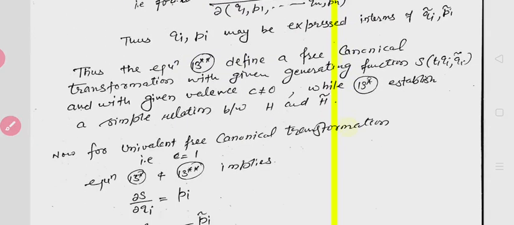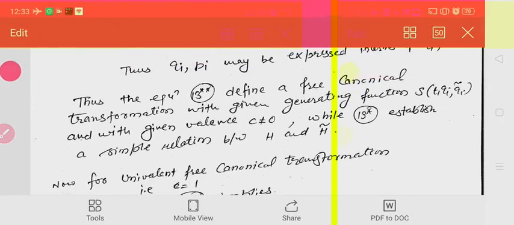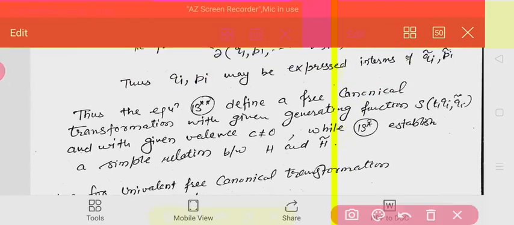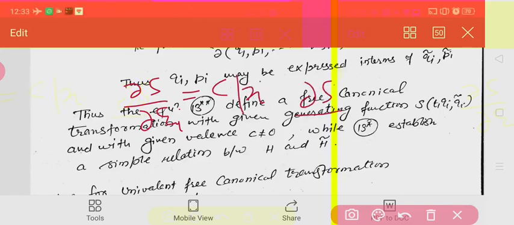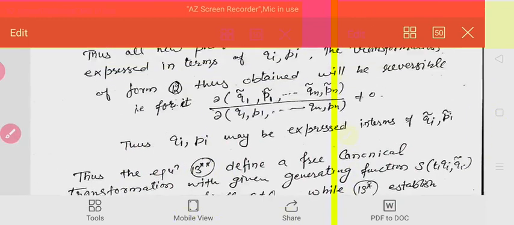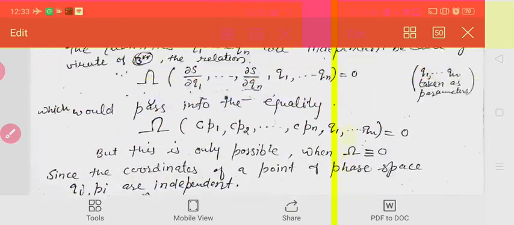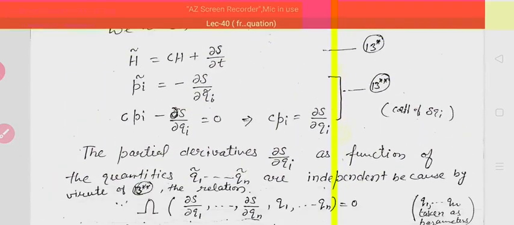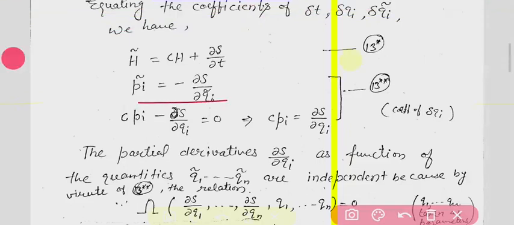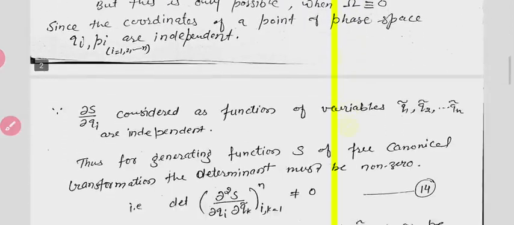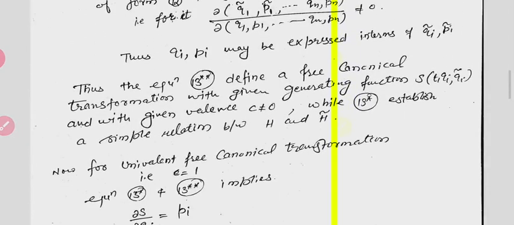So you will say that equation 13 star, which will be known as curl s over curl qi. Okay, what we just talked about, curl s over curl of qi, that will be equal to c pi, and curl s over curl qi tilde, that will be equal to minus pi tilde, right? This equation we have already talked about. So from here, curl s over curl qi tilde is equal to minus pi tilde, and curl s over curl qi is equal to c pi. So these equations are actually known as the free canonical transformation.